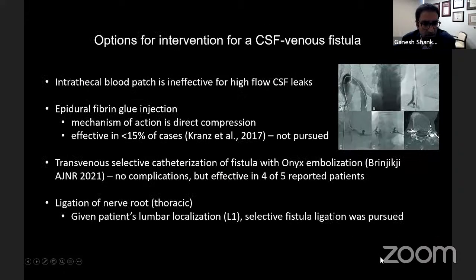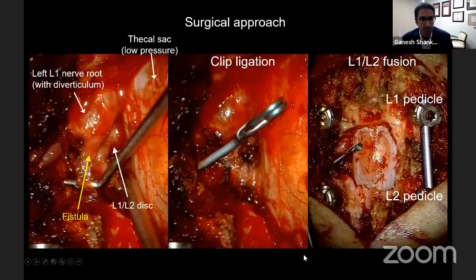And so I just want to jump to number one, what are the management strategies? There is transvenous selective catheterization. It's a technique that's been proposed, I believe at Mayo. We don't have that capability here, so it left us with surgical management.